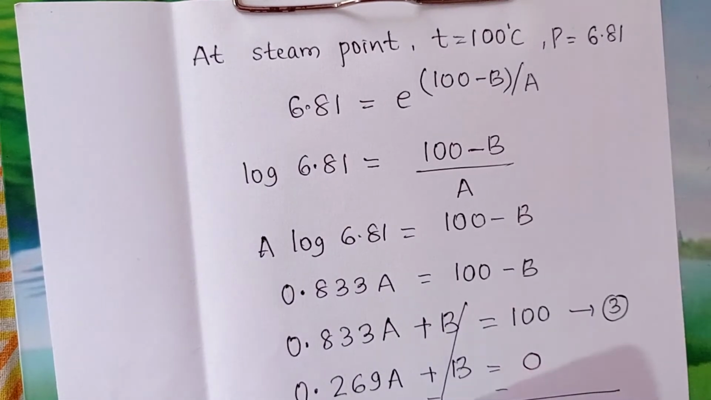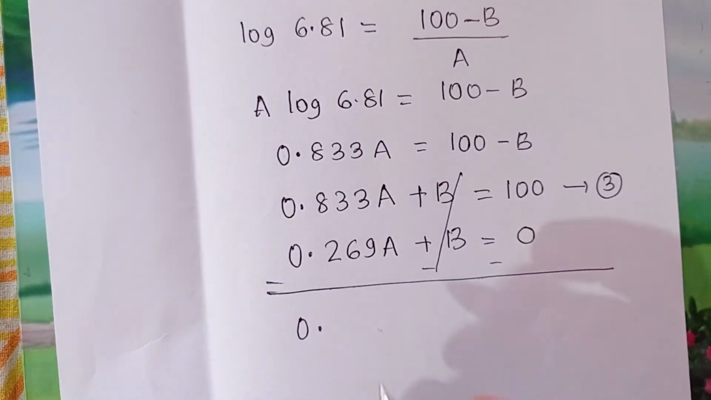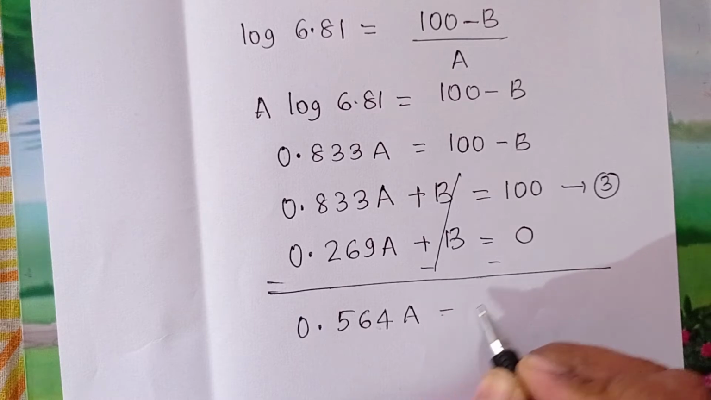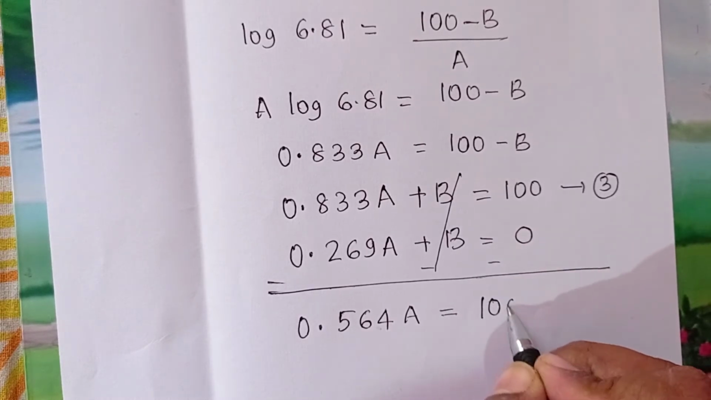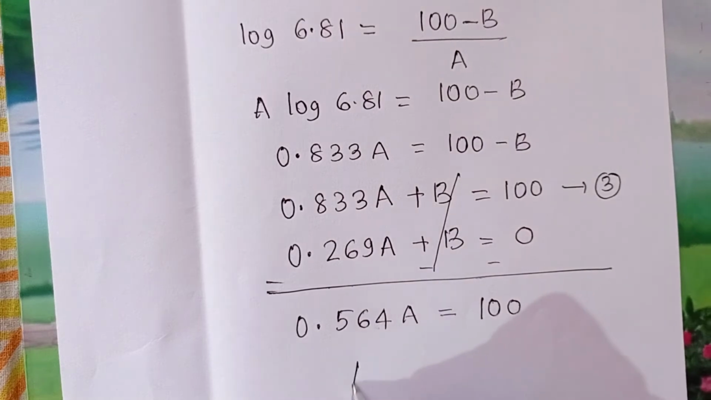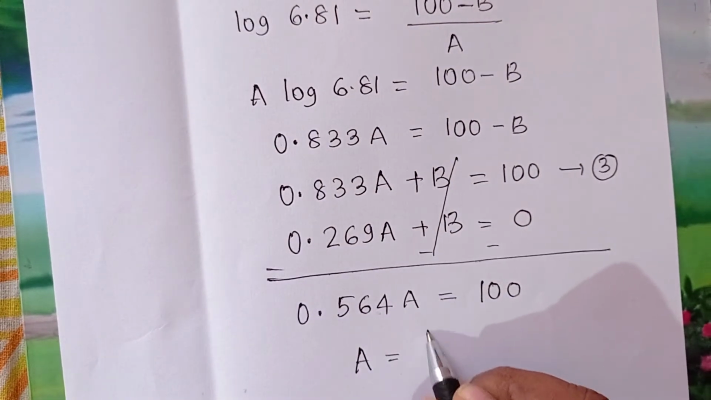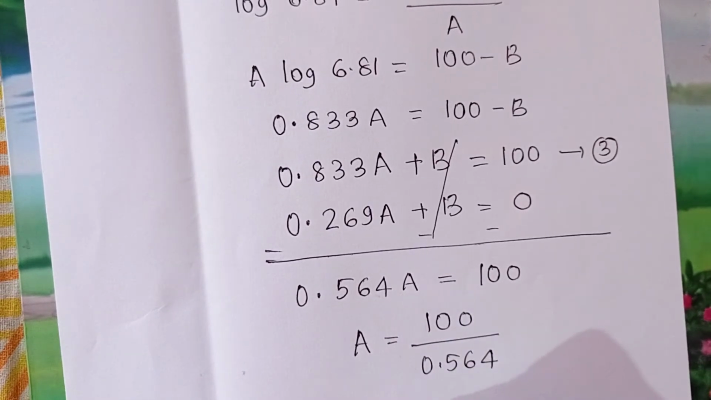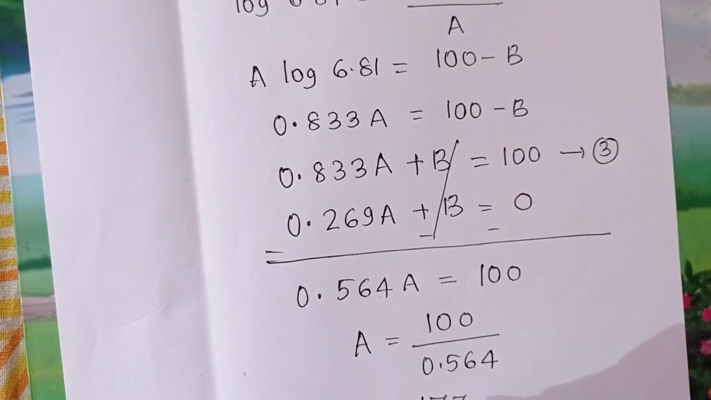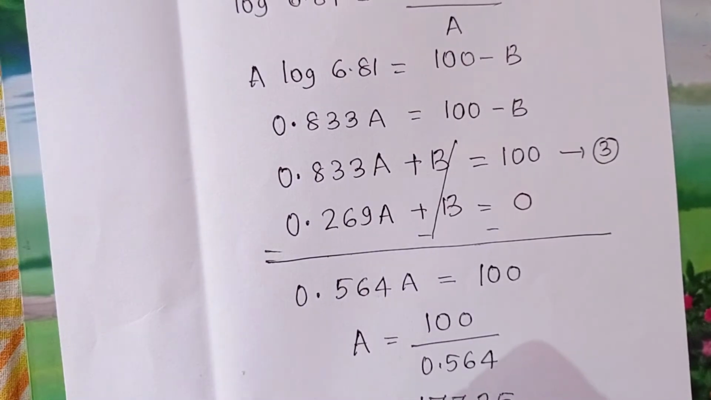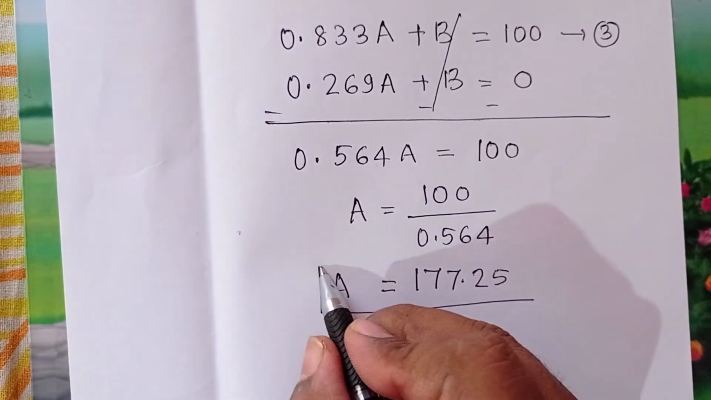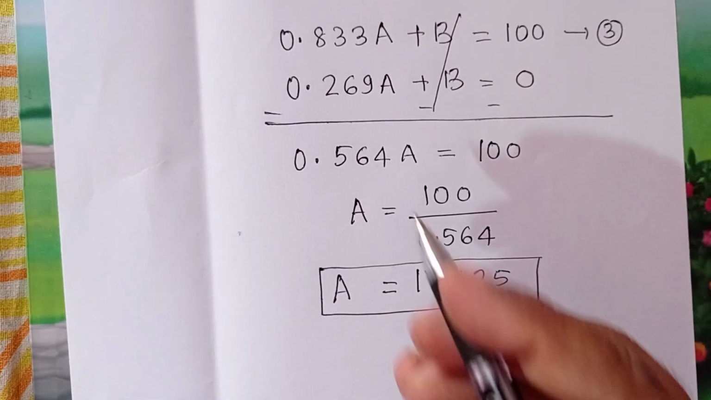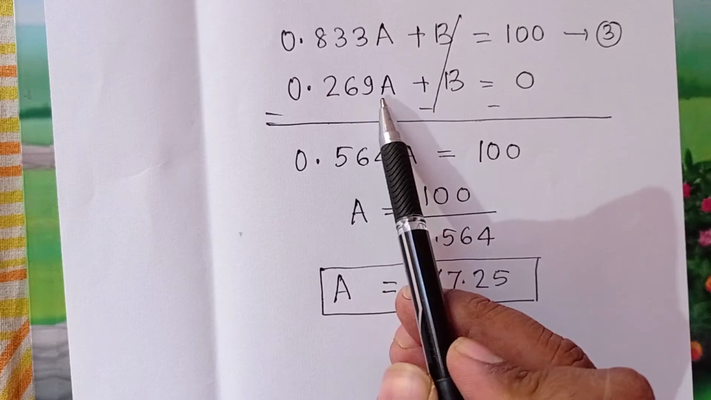So I will get the value that is 0.564 a will be equal to 100. That is, a will be equal to 100 divided by 0.564. That is, a will be equal to 177.25. This is the value of a which I am going to get.